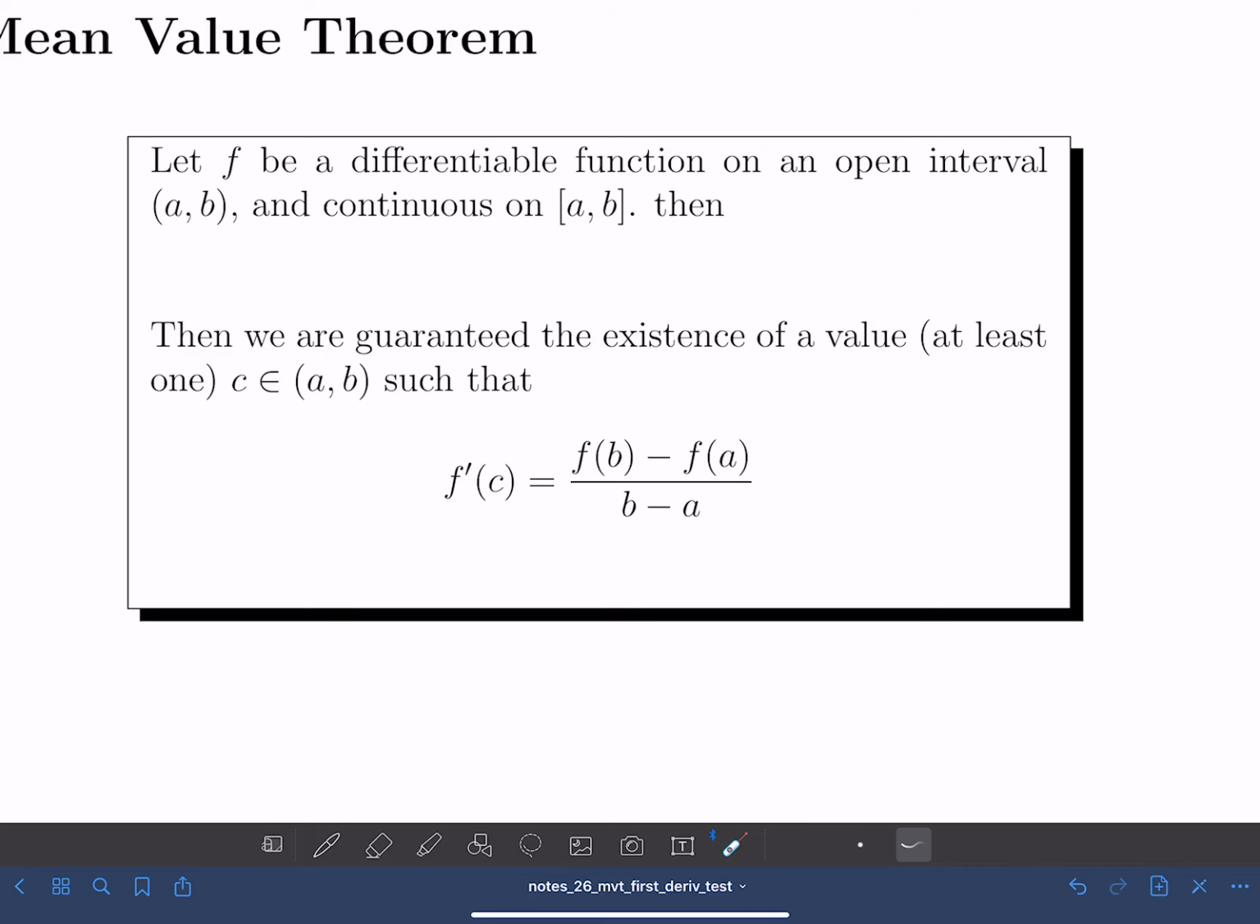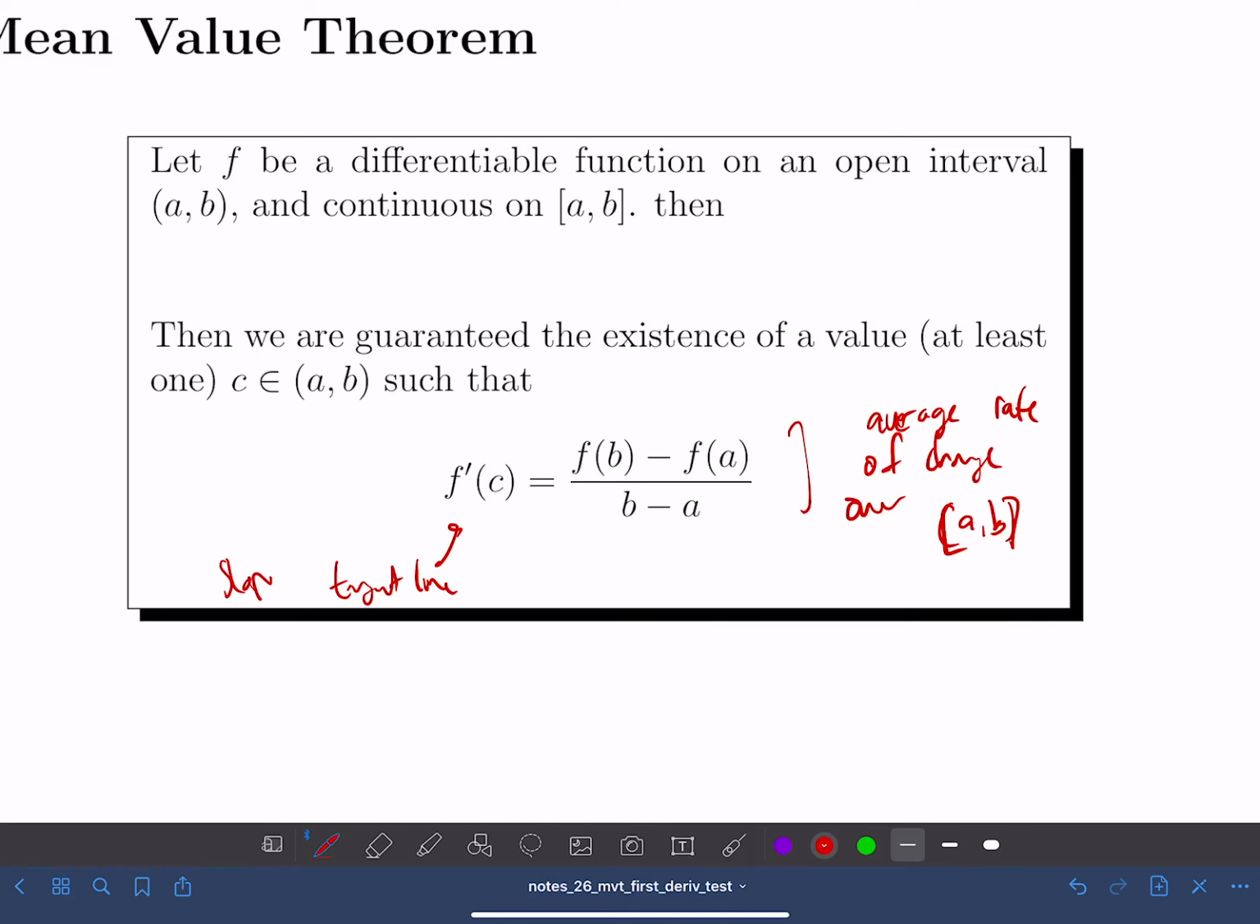Then we are guaranteed, beyond a shadow of a doubt, the existence of a value, at least one, there might be multiples, c in (a, b), such that f prime of c equals this expression right here. That expression on the right-hand side is the average rate of change over the interval from a to b. This right here says that this is the derivative. It's the slope of the tangent line.